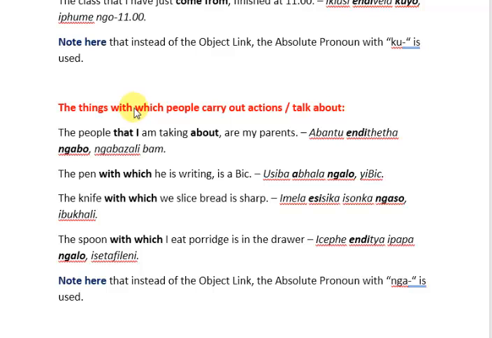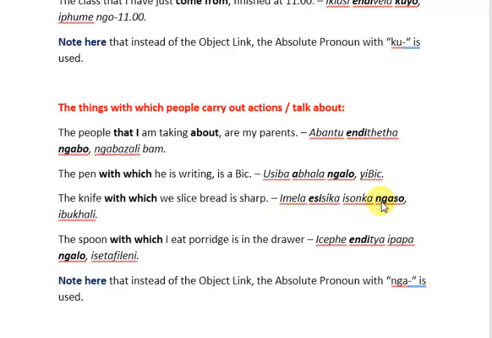The instruments with which people carry out actions, or the things they talk about. The people that I am talking about are my parents. Abantu endithetha ngabo ngabazali bam. The people endi, which I thetha, am speaking, ngabo, about them, are my parents. The pen with which he is writing is a Bic. Usiba abhala ngalo yibic. Usiba, the pen, which he bhala, is writing, ngalo, with it, is a Bic. The knife with which we slice bread is sharp.